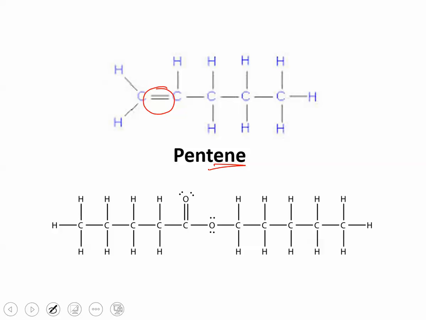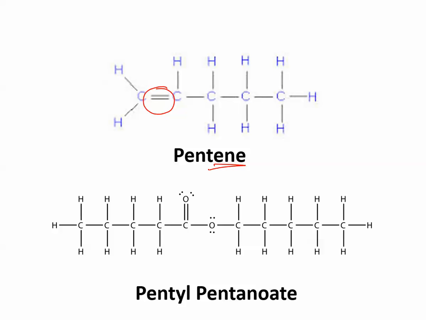Right, and last but not least, 2 lots of 5, so we've got something pent something, pent something, so it's pentyl pentanoate, so pentyl pentanoate. Okay, and that's an ester. If you're one of my little triplies, you'll definitely need to know that.